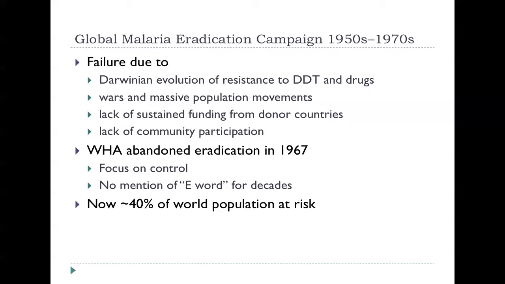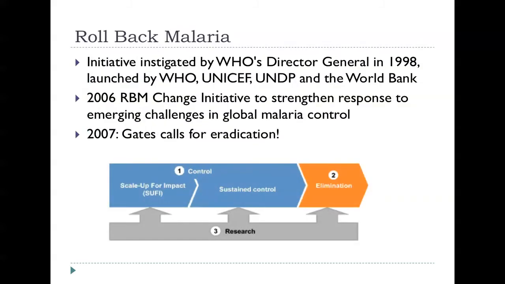And the World Health Assembly abandoned eradication in 1967. They said, this isn't working, let's be realistic, we're not going to eradicate malaria. And the focus was on control, sticking your finger in the dike rather than actually trying to get rid of this forever. In fact, eradication or elimination became taboo words in the malaria community. Nobody said the E word for decades. So we're now at a situation where about 40% of the population is at risk, a little bit better than it had been, but still a big problem.